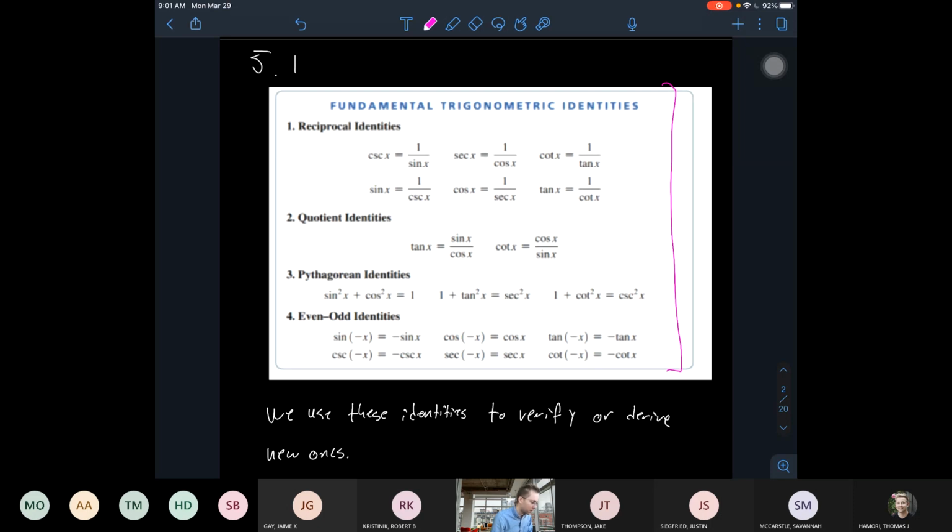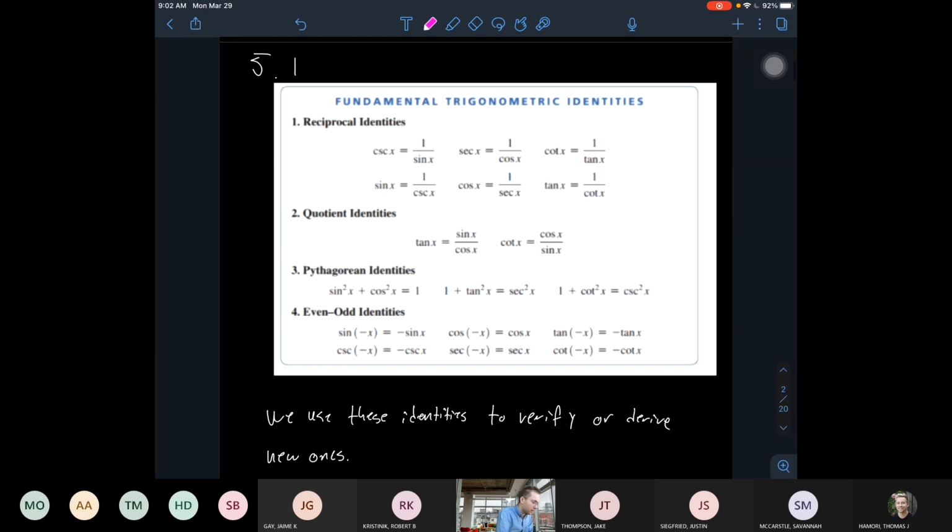Okay, so let me remind us of what these identities all are. Well, cosecant of x is 1 over sine of x. That's sort of the definition. Okay, all these other ones, same deal. We can look at any of these trigonometric functions as 1 over their reciprocal. Okay, and then the quotient identities are, tangent of x is equal to sine x over cosine x. Cotangent of x is equal to cosine x over sine x. That shouldn't be too surprising.